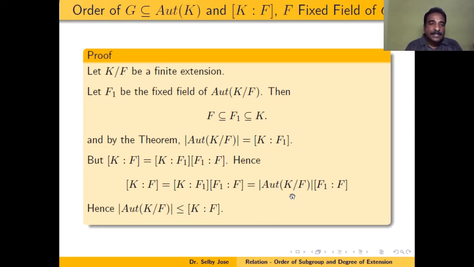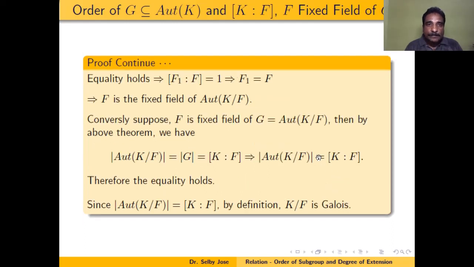Now the second part says: suppose the equality holds here. That means the degree of extension K over F is equal to the order of the automorphism group of K over F. Then the degree of extension F1 over F must be 1. So therefore F1 is equal to F. But F1 is the fixed field of the automorphism group of K over F. That means F is the fixed field of the automorphism group of K over F. Now conversely, suppose F is the fixed field of G. That means G is equal to the automorphism group of K over F.